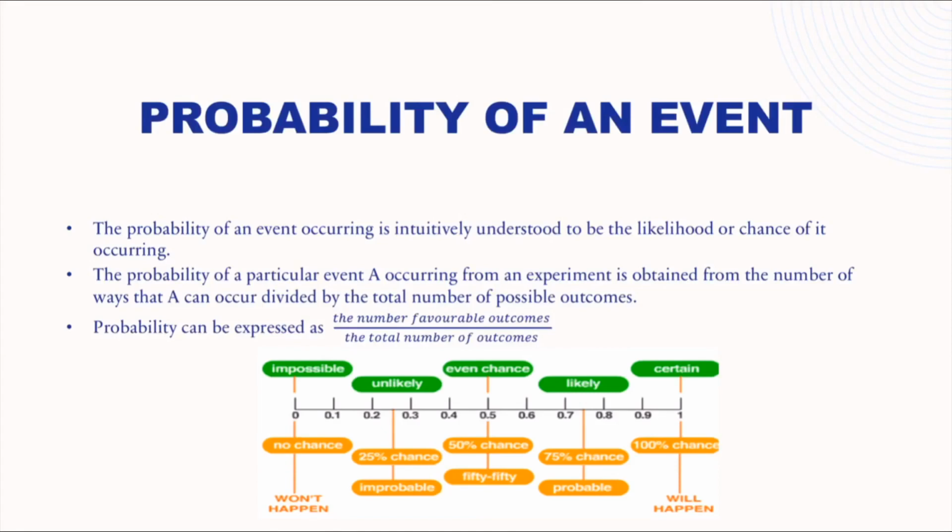Now you can see this detailed probability scale in which it starts from 0 all the way to 1. 0 is of course impossible and there is no chance. That means it won't happen at all. Then you have 0.1, 0.2, 0.3 which all come in the unlikely scale. That means a very improbable 25% chance. And then you have 0.5 which is 50% even chance, 50-50, it may or may not happen. Then you've got likely chances, 75% probable. And then you have 100% or 1 which is certain, it will happen, no doubt.